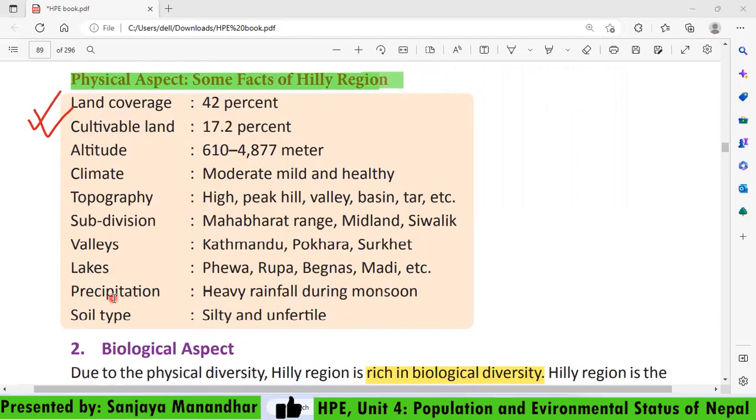So, in the hilly region, there is heavy rainfall at the time of monsoon, and the soil type is silty and not so fertile. In some valley areas the soil is fertile, otherwise almost all of it is unfertile, silty type of soil. So these are the main points you have to remember.